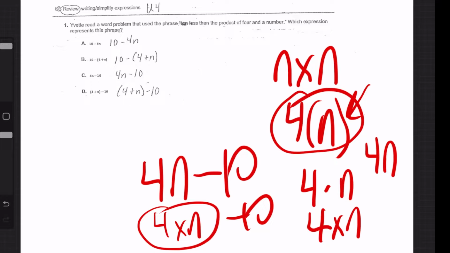Let's look at the answers here. Do any of them look close to 4n minus 10? Well, if we look at C right here, we have 4n minus 10. None of the other ones would work correctly because they're in the wrong order. And since it's a subtraction problem, the terms have to be in the correct order to get the right answer. How'd you do on this one? All right, let's try number 2.